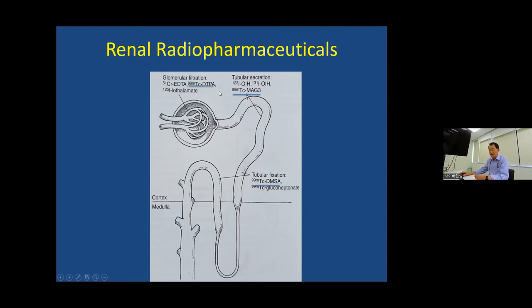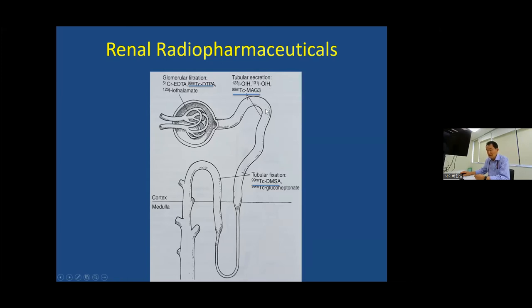Now, technetium pertechnetate is also a glomerular agent. However, it is reabsorbed through the tubule. So we don't use it, because of recycling. Background activity is so high with pertechnetate, so we don't use that anymore. So technetium DTPA is the agent.